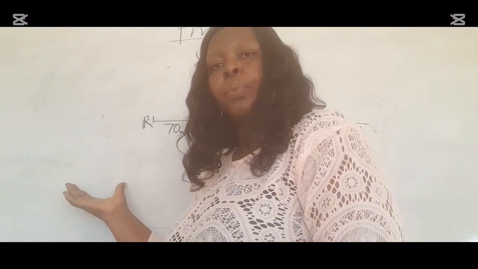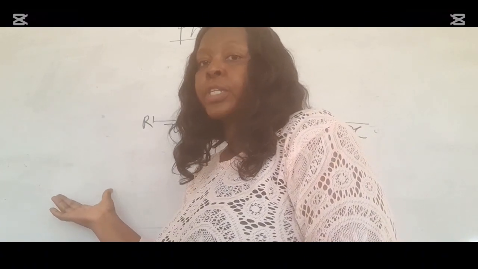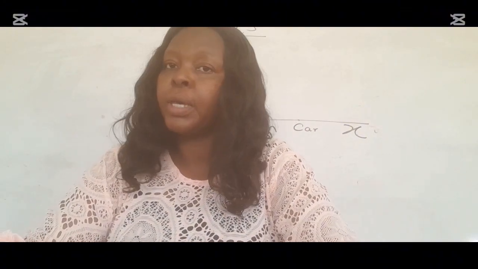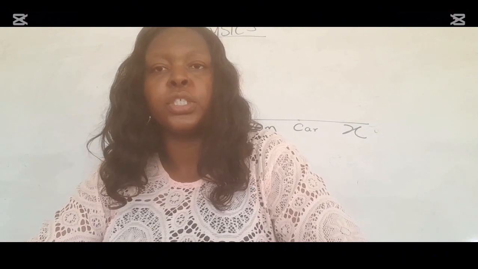So we use the board as our reference point. The position of any object can be determined by using a reference point. Now, in physics, the reference point that we use is called an origin. How do we come about an origin?